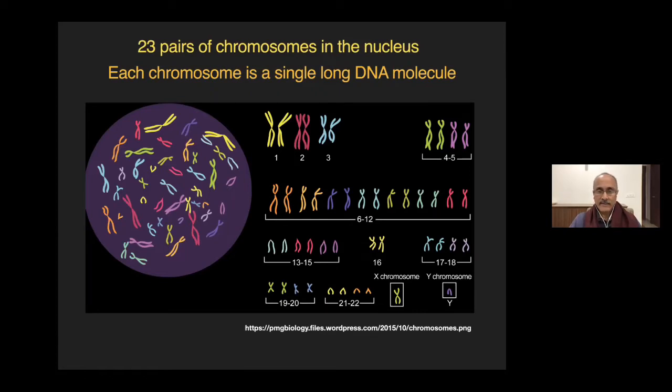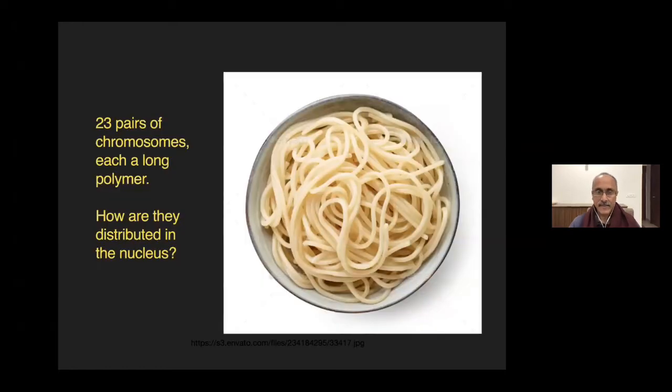And the fact that we have to deal with long DNA molecules implies that the polymer physics of these molecules must be important or relevant to understanding how the nucleus is structured, because these are the essential components of what's inside the nucleus. So 23 pairs of chromosomes, each a long polymer. The question is, how are they distributed?